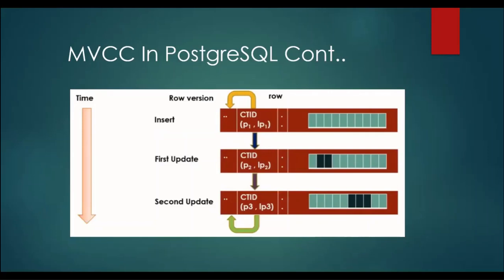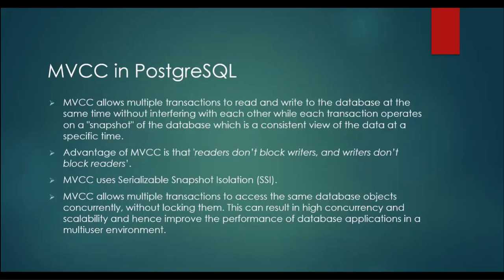Now I'm doing the second update. Whenever I do the second update, what happens? It will copy the previous row version into the new snapshot, and it will modify the blocks here, which means it keeps on generating new versions of rows, right? So this is one drawback in MVCC. So what advantage do we get in MVCC?